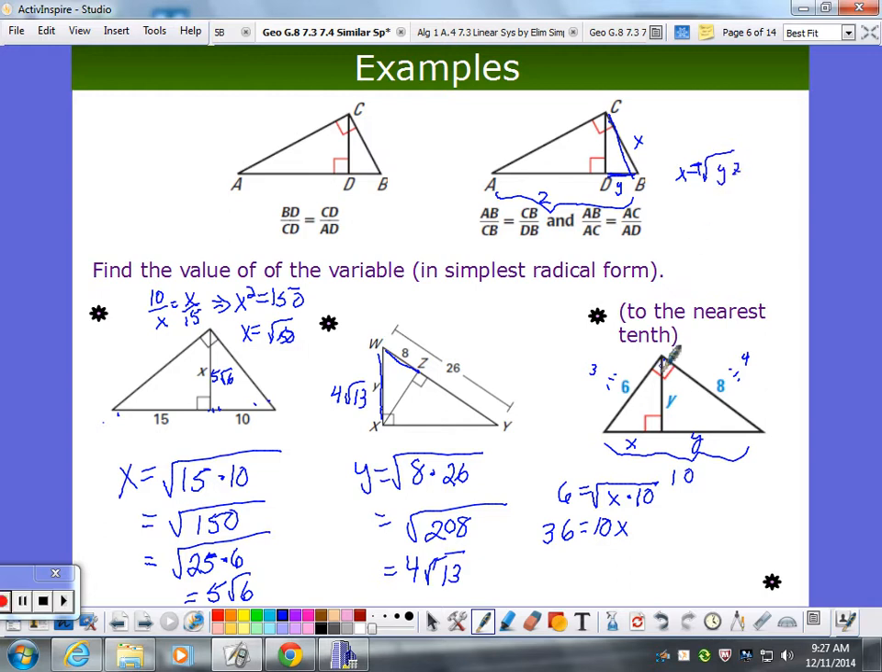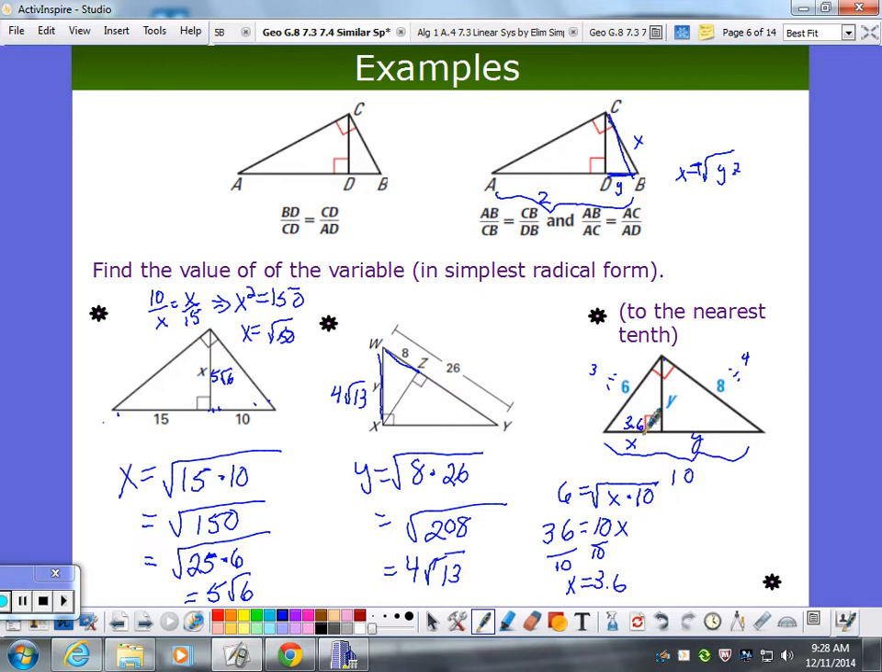So I'm going here. I know x, and it's the geometric mean of this piece and the whole thing. So 6 is the geometric mean of x and 10. That's where this is coming from. You get there. Square both sides because I don't want a square root here. That's how I get rid of it. And then I divide by 10, and x is 3.6.